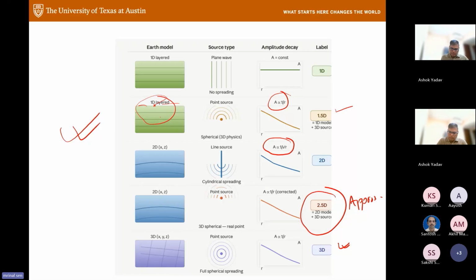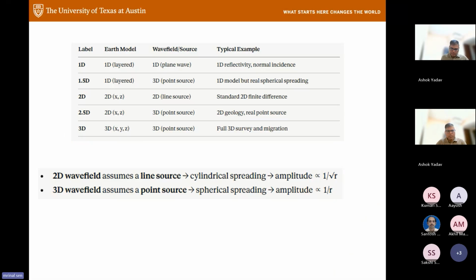So now we talked about plane waves. We talked about point source. So let's formalize it. So here, when you say 1D layered, this is plane wave, 1.5D, point source, 2D is line source, 2.5D is approximate correction to the line source that gives you 3D. So this is 2D geology and real point source. And of course, this is the most realistic scenario. You don't have to apply any correction to your data. It's full 3D survey and migration.